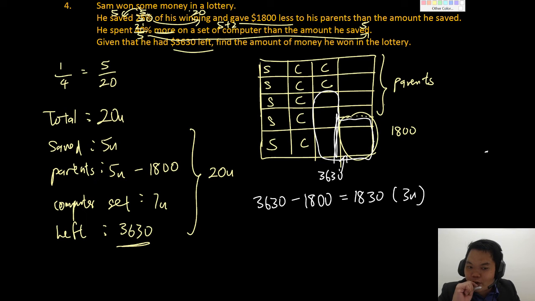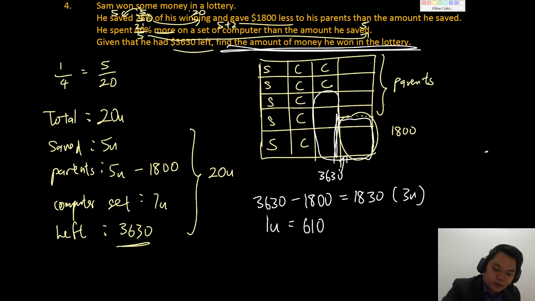Okay, so some of you got 36,200, some of you got 12,200. Okay, we'll see in a while who is correct. So 1 unit will be 1830 divided by 3. So that will give you 610. Find out the amount of money he won in the lottery. The total number of units will be 20 units. So this will be 12,200. Okay.